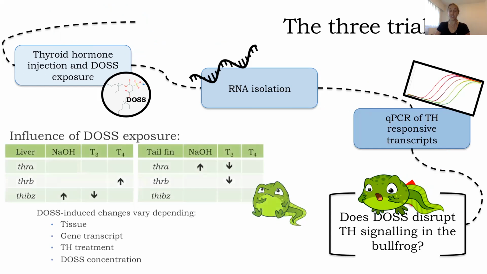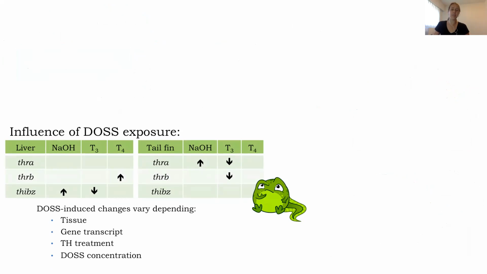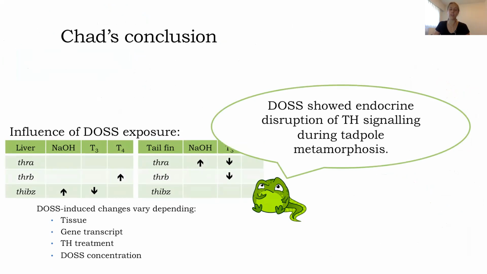As you can see in these tables, Chad found that DOS-induced changes vary depending on the tissue, the gene transcript, or the thyroid hormone treatment, and also DOS concentration. Overall, Chad's quest for answers led him to the conclusion that DOS showed endocrine disruption of thyroid hormone signaling during tadpole metamorphosis, but his journey won't stop there.